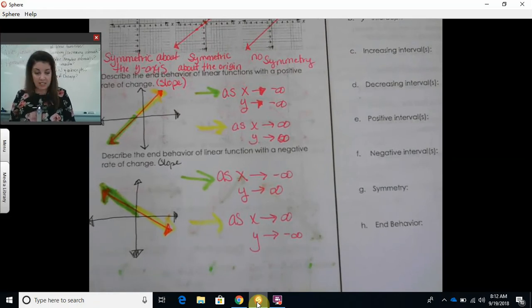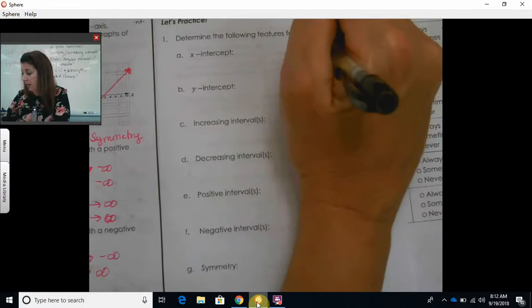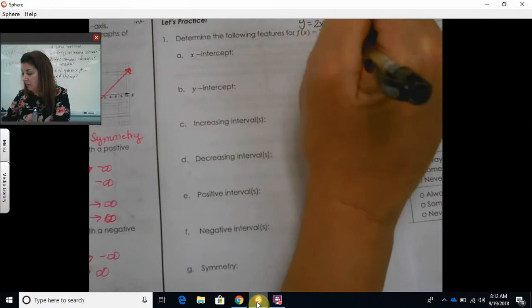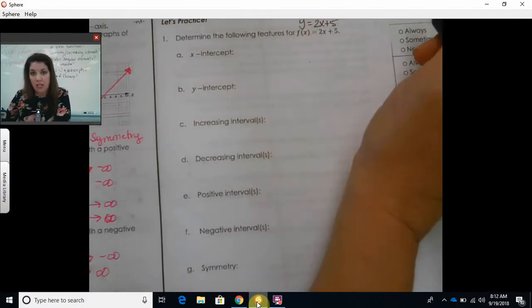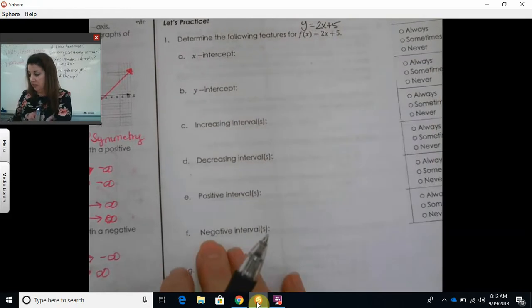Now let's practice, second side of your page. Determine the following features of f(x) = 2x + 5. Okay, and we know f(x) is the same thing as y, right? So if you want to think of that as y = 2x + 5, same difference. If they use function notation, we know that means this must be a function. It must pass the vertical line test.